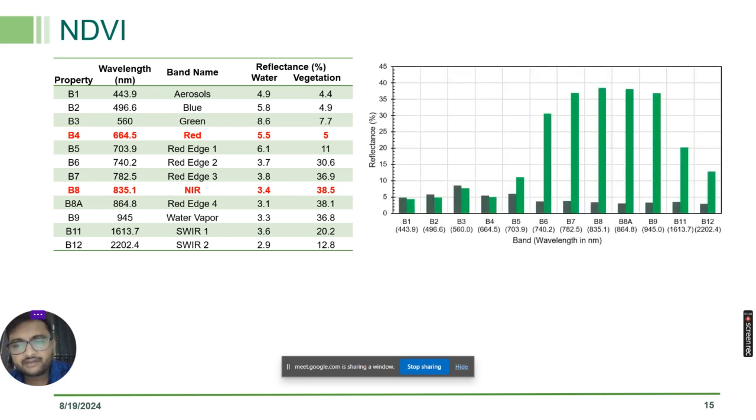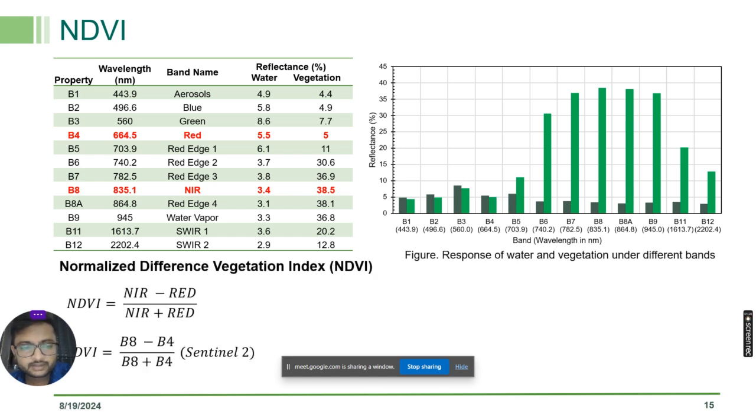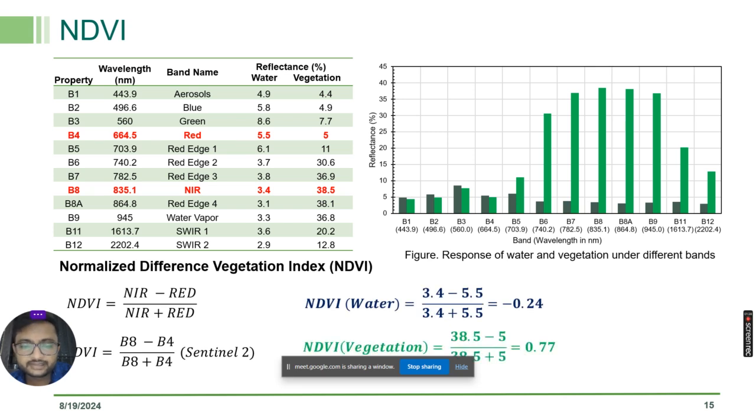Then I can see that in the near infrared band, which is band number 8, the difference between water and vegetation is too high. And in the red band, which is band 4, the difference is quite similar. So I can use those two bands in this formula. If I put both values in NDVI, the normalized difference vegetation index, for water I will get a negative value, and for vegetation I will get very positive values.